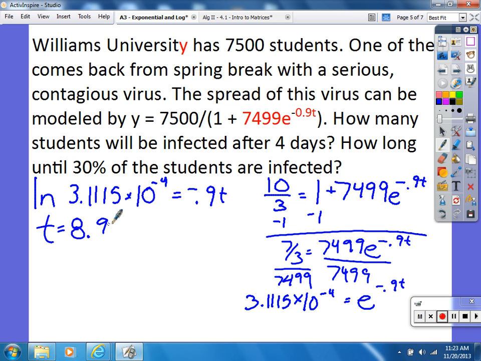So 8.97, which means if this flu or whatever virus it was continues, in 9 days that college must be shut down. Nobody is allowed to come and teach on that campus.